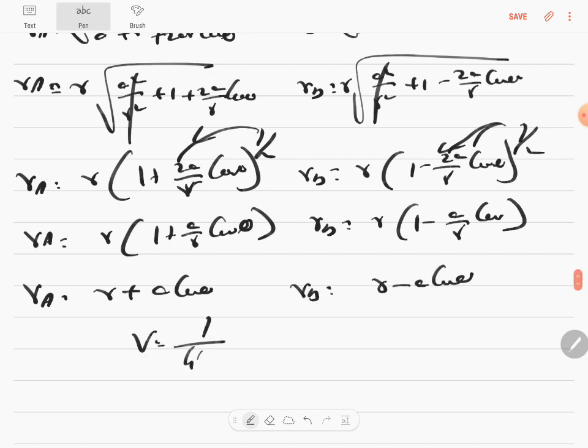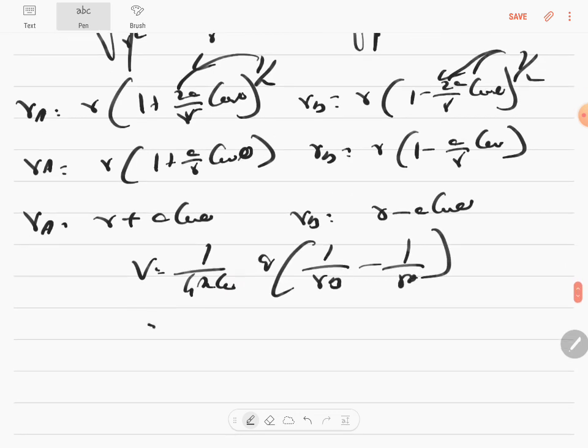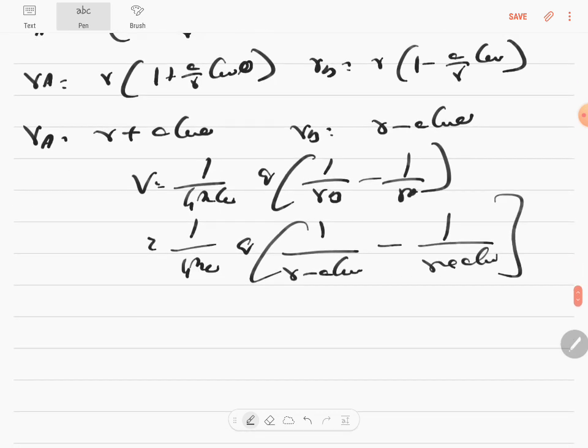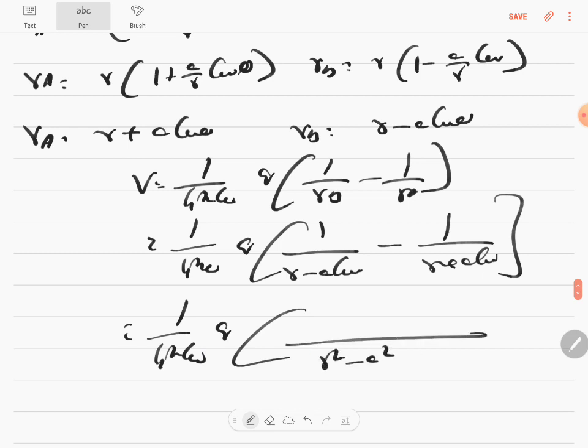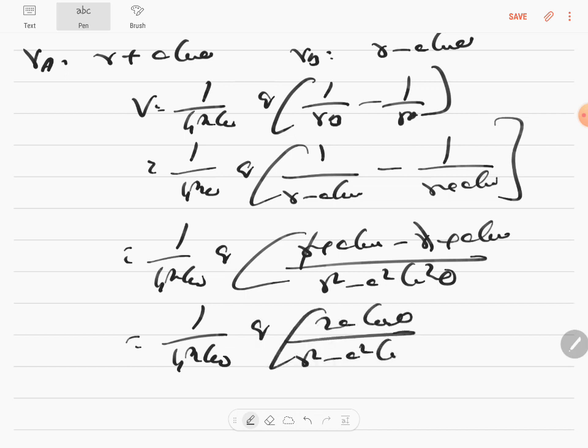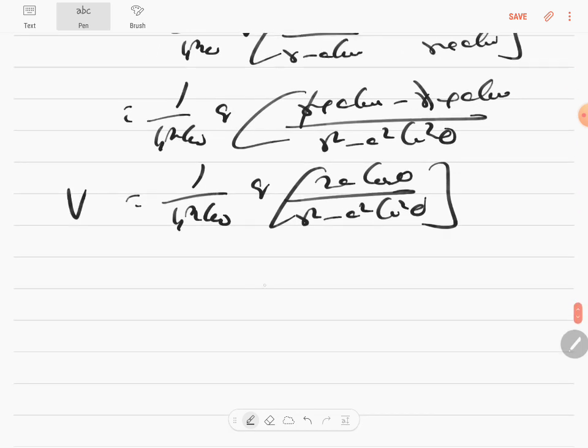What is the formula for potential? 1 by 4 pi epsilon q into (1 by Rb minus 1 by Ra). Substituting this, 1 by 4 pi epsilon q into (1 by (r minus a cos theta) minus 1 by (r plus a cos theta)). Like this, you substitute Ra and Rb. So 1 by 4 pi epsilon naught into q into, LCM is r square minus a square cos square theta, (r plus a cos theta) minus (r minus a cos theta). r and r get cancelled, you get 2a cos theta. 1 by 4 pi epsilon q into 2a cos theta by (r square minus a square cos square theta) is the potential. This is the formula for potential at any point.